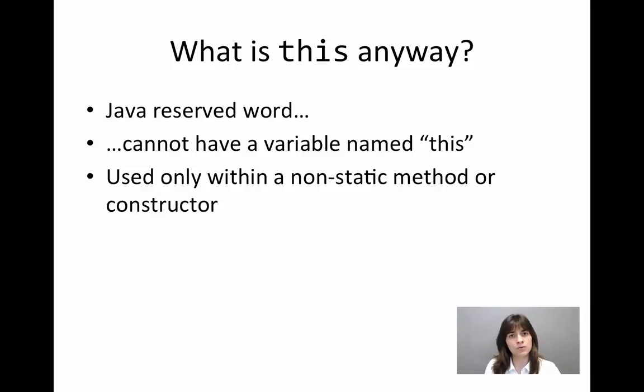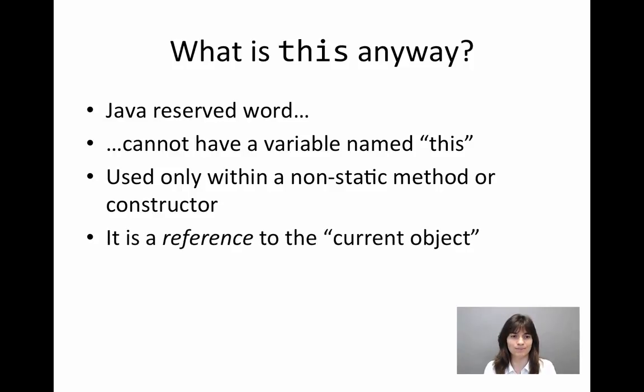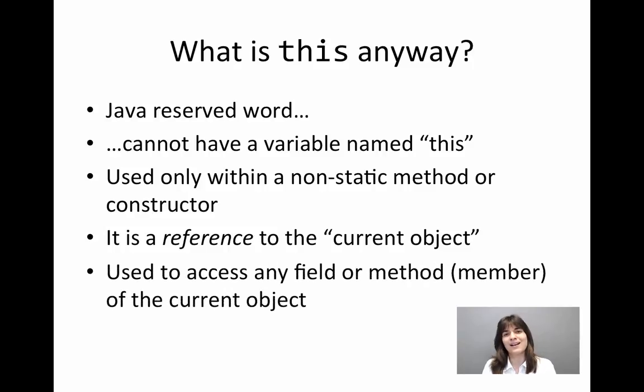We can only use this keyword inside a non-static method or a constructor. So inside an instance method or inside a constructor. This is a reference variable. This is actually a variable which is referring to the current object. What exactly this means, it is probably easier to see through an example in just a few minutes. Through this, we can access any field or method of this current object.